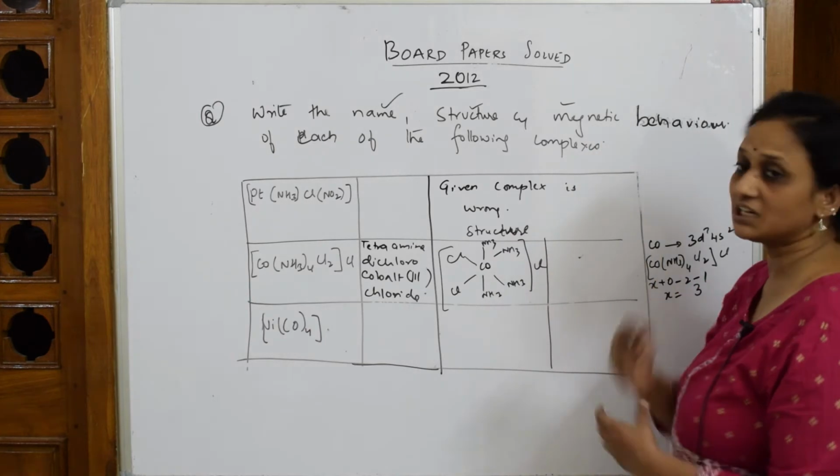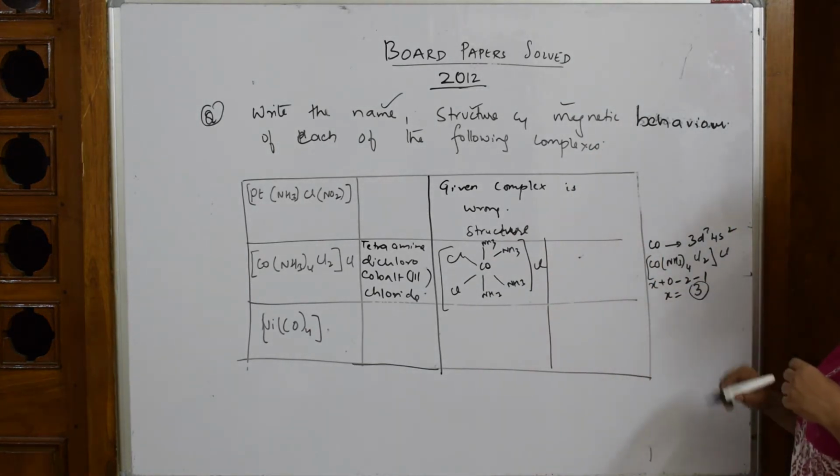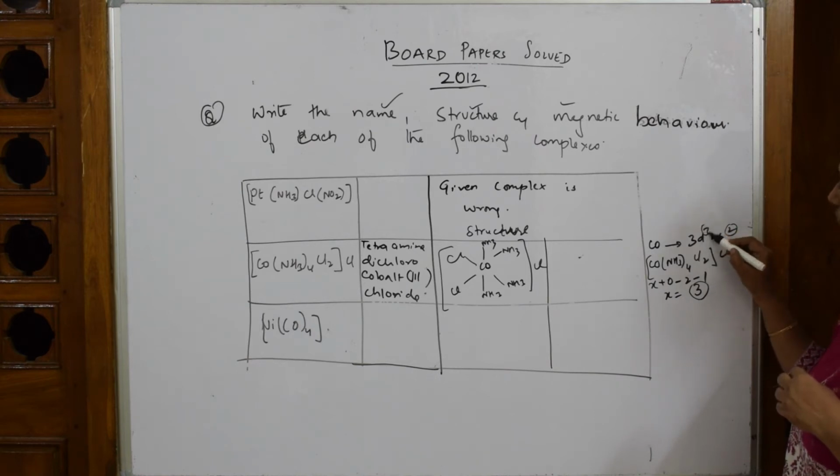I have to calculate magnetic behavior. Now come back and see how to calculate. Now this is your oxidation state 3. Now you have to take out 3 electrons from this. So what will happen? 2 are lost from here and 1 electron is lost from here.